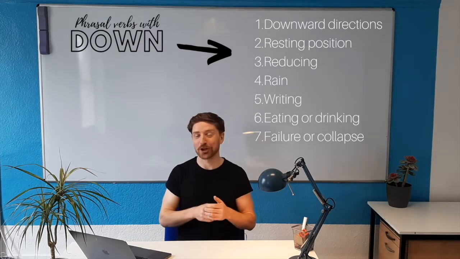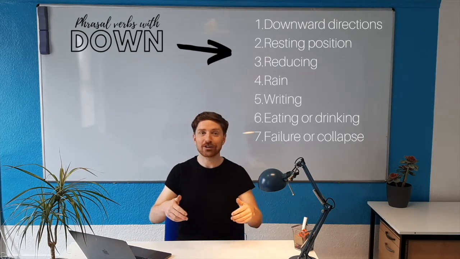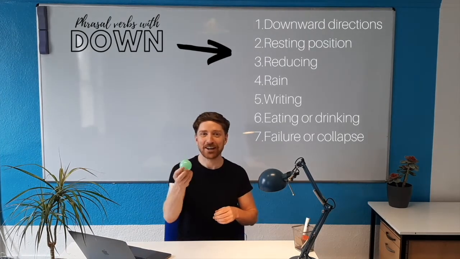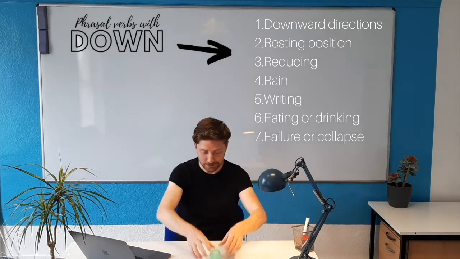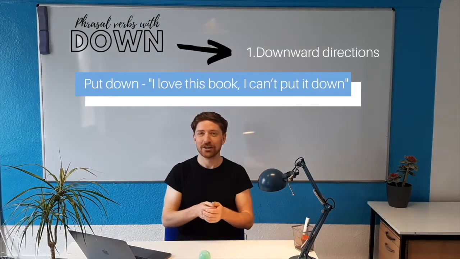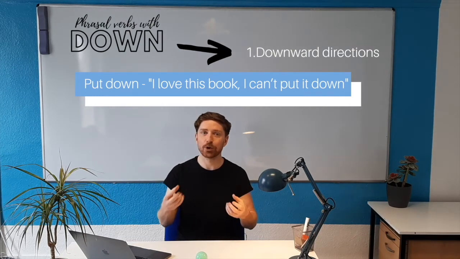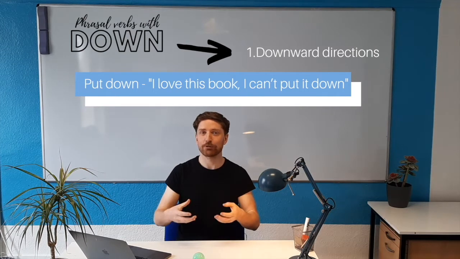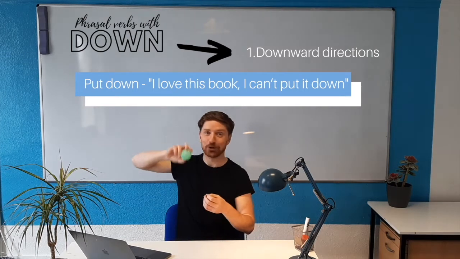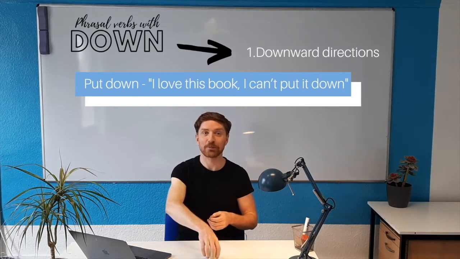The first group we're going to look at is the most basic group. The meaning is just a downward direction, okay? You have something in your hand and then you do this, you put it down. So here, really down, it's not dramatically changing the meaning of put, but it's just giving you more information about the direction. For example, you could put something up on a shelf. In this case, I'm putting something down, okay?